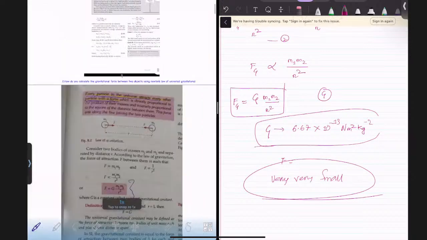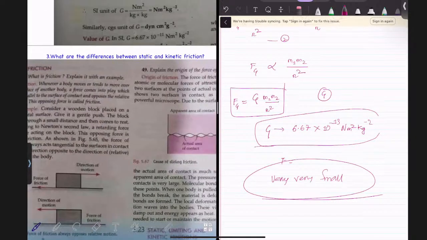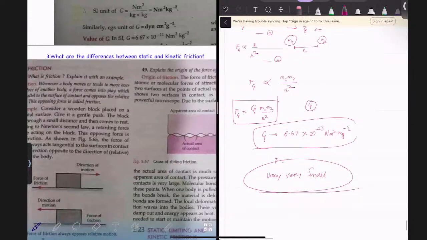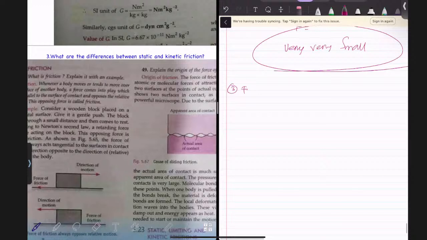Next, second question. So moving on to the next question. What are the differences between static and kinetic friction? This is a very nice question. Friction. What do you understand by friction? Friction क्या है? डे टू डे लाइफ में अगर आपने बॉक्स को पड़ा हुआ देखा ग्राउंड पे, and the ground is rough always, a smooth surface never exists practically.